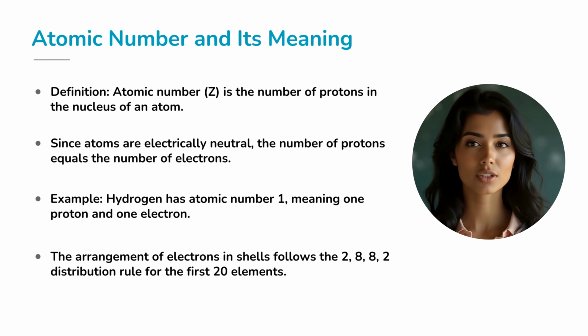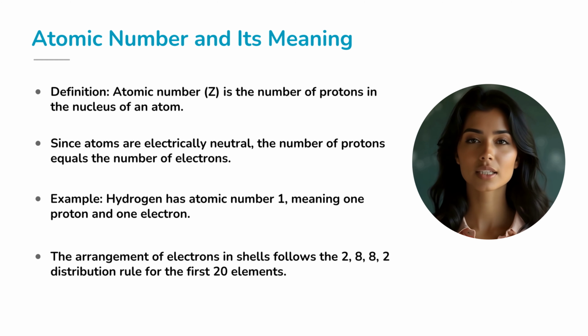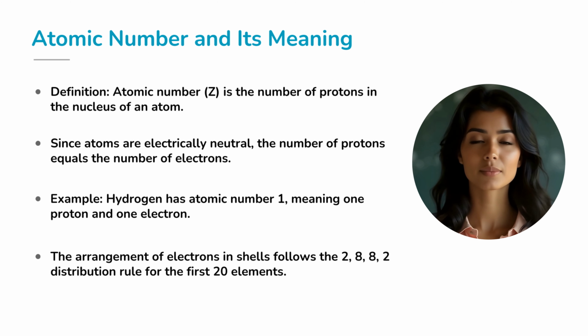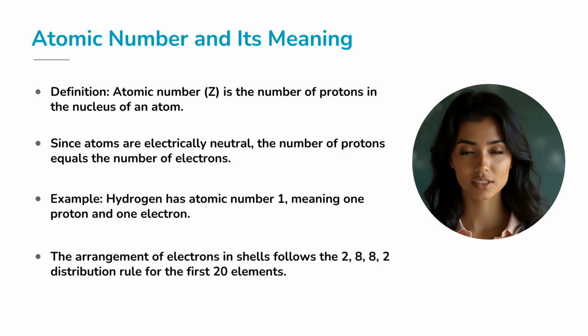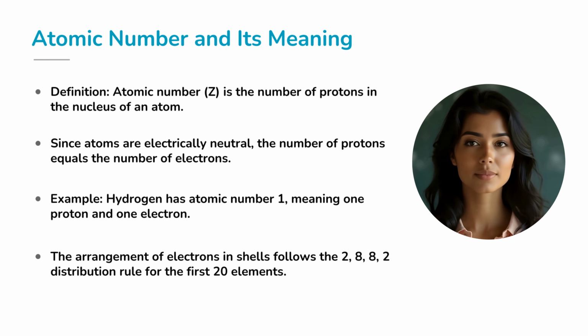The electrons arrange themselves in shells or energy levels following the 2, 8, 8 rule for the first 20 elements. As you can see on screen, these shells are named K, L, M, and N. This distribution is what gives each element its unique chemical personality.